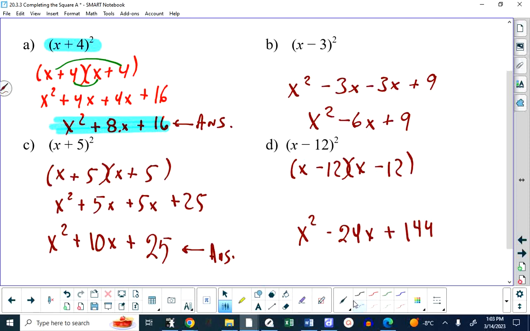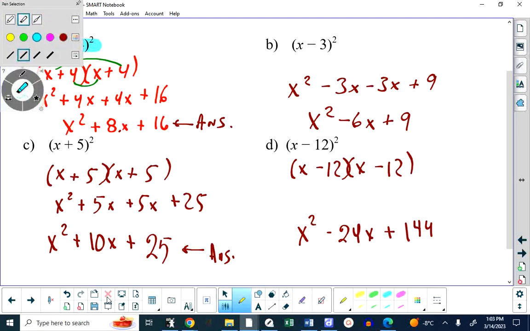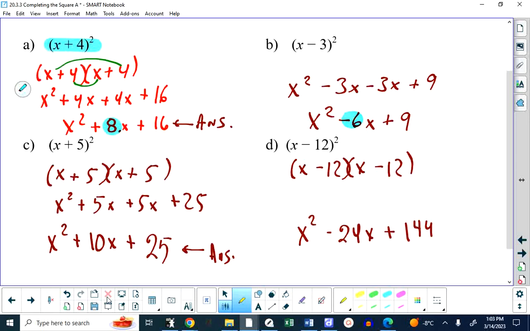Let me get rid of this. The question is going to be asking about B and C. In our answer here for A, the value of the parameter B is 8. In B, the value of the parameter B is negative 6. In C, it's 10. In D, it's negative 24.